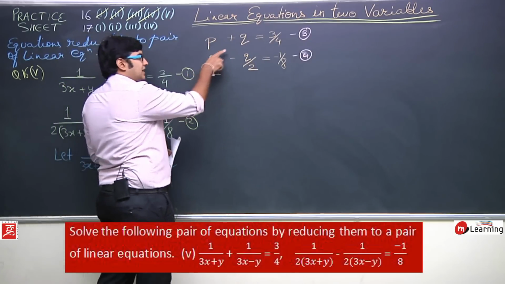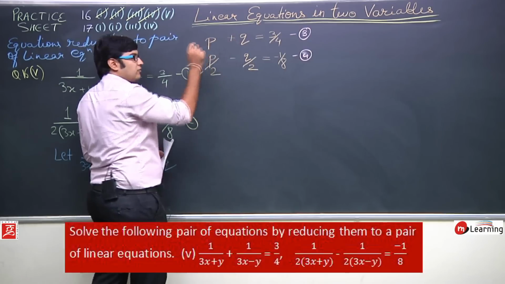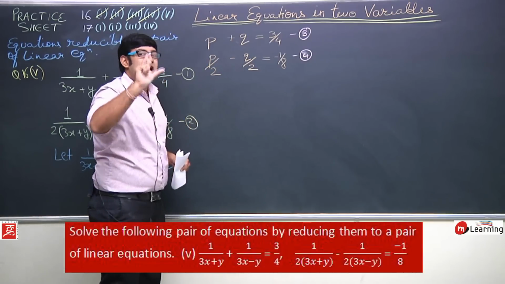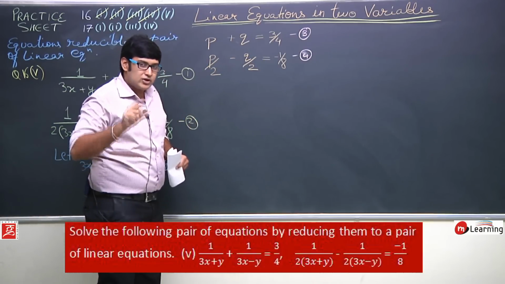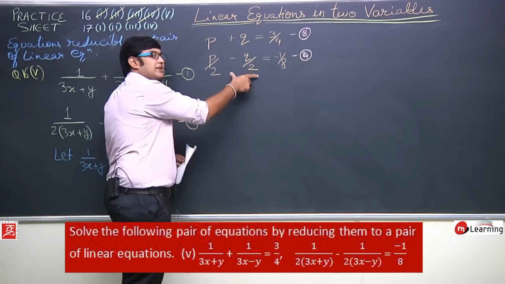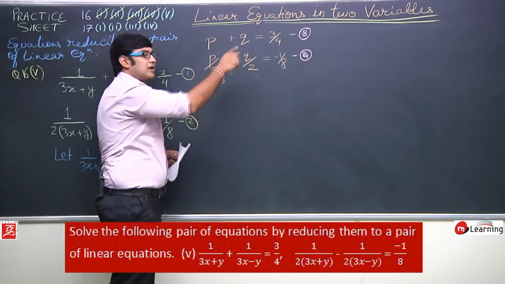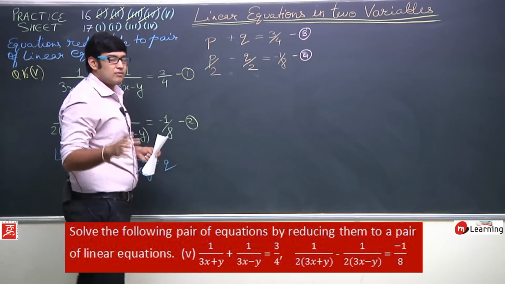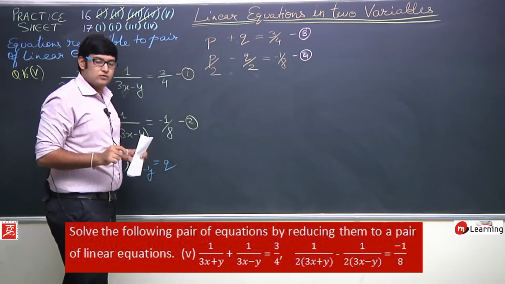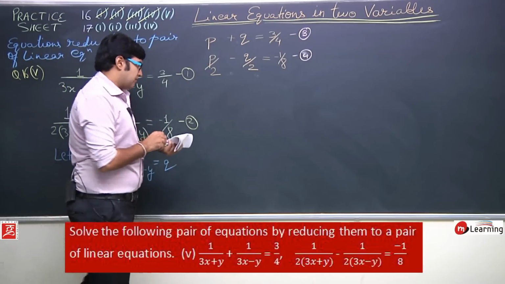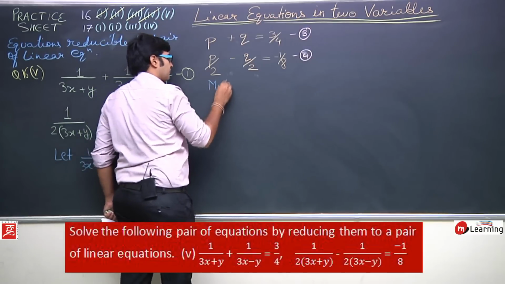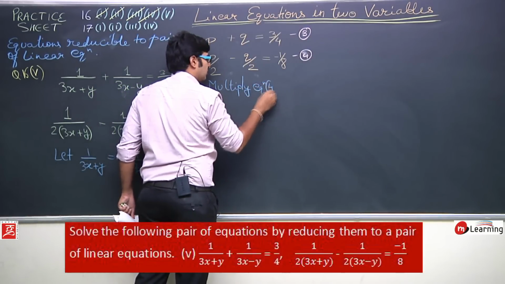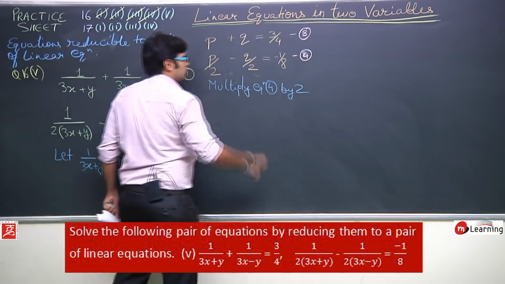I can see that this equation has the coefficient of q as 1 and this equation has the coefficient of q as half, 1 upon 2. So if I multiply by 2 in this equation, the coefficient of q will become equal in both the equations. We are not talking about the sign, we are just talking about the magnitude of the coefficient. So we will multiply equation 4 by 2.